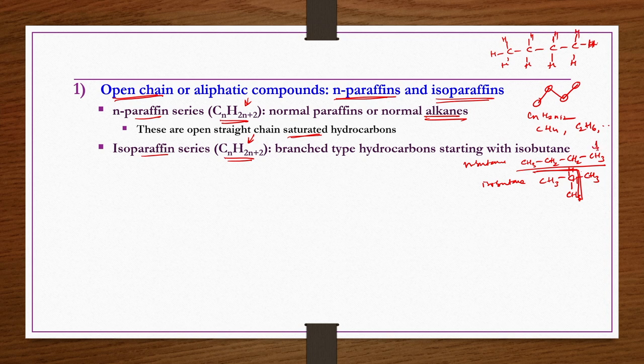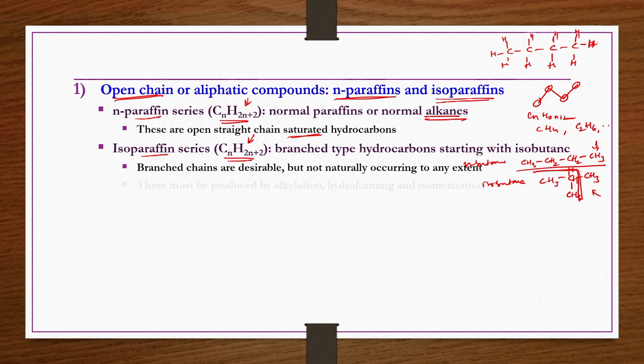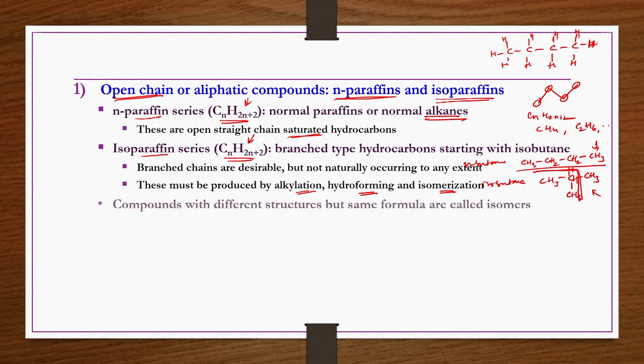Here also it is C4H10, here also C4H10, that is generalized if you write CnH2n+2. Okay? Branched chains are desirable but not naturally occurring to any extent. These must be produced by alkylation, hydroforming and isomerization. These processes we are going to see in the third lecture of the present chapter.